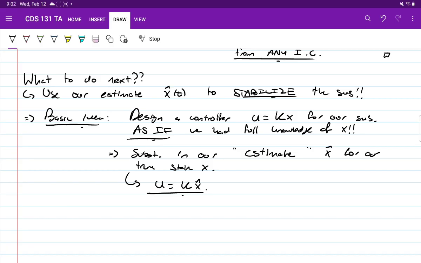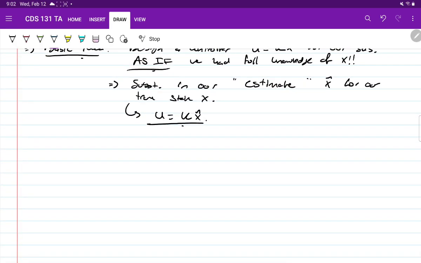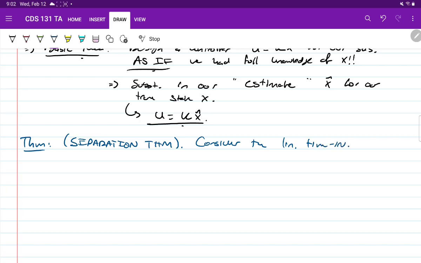Okay, this is a really nice, important result in control called the separation theorem. The separation theorem tells us that we can do exactly this: first design a stabilizing controller, then design a stable estimator, put the two together, and we get a stable output feedback system. Okay, let's go ahead and state this theorem. So we'll say, consider the linear time invariant system representation A, B, C, and D. Okay, it's a MIMO system.